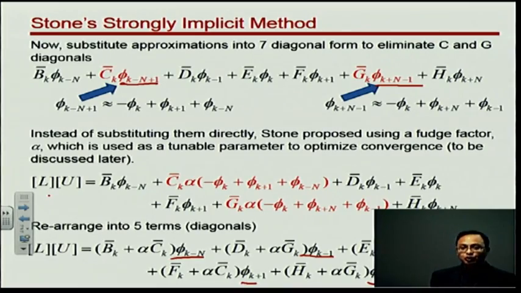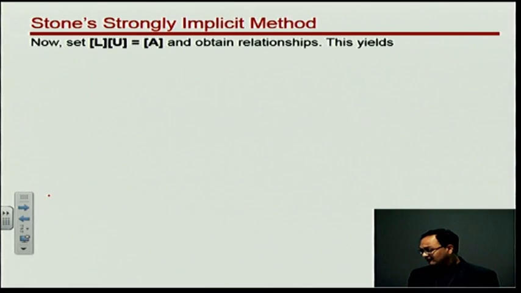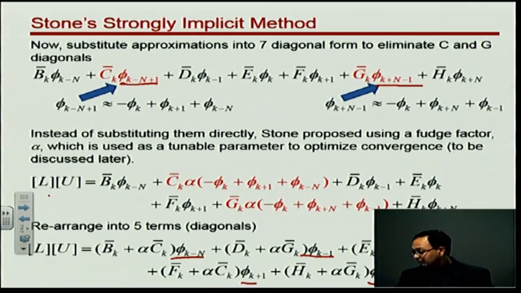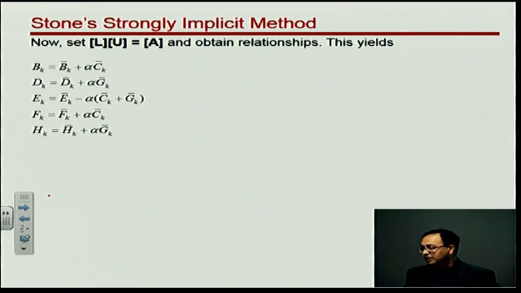Important to note, though, is that this is an approximate form of A. This is not the exact A. Why? Because we have thrown away certain terms in the Taylor series expansion. Everybody understand that? So now we can make the equivalence between our original 5 diagonals, which were B, D, E, F, and H. If you just compare this bottom equation here with the original equation, it's pretty obvious that these are the relationships you're going to get.